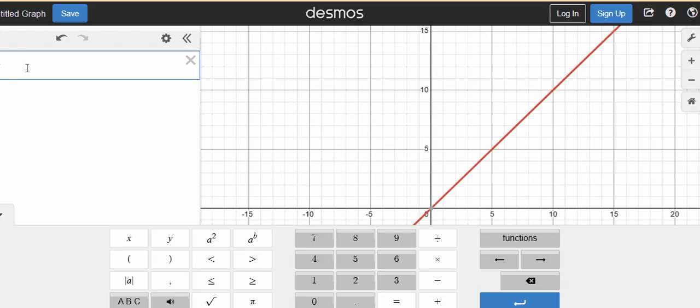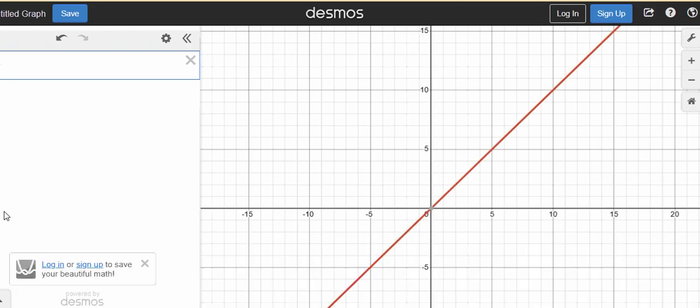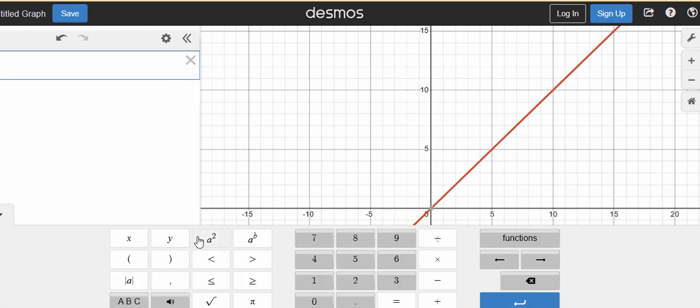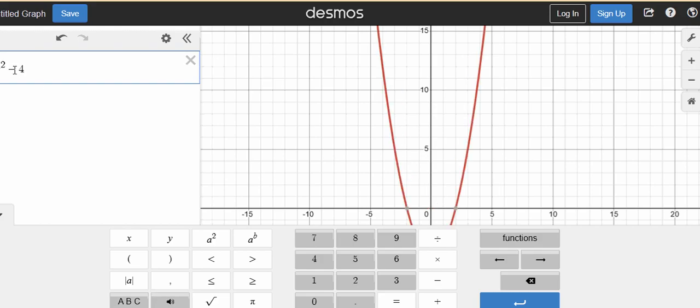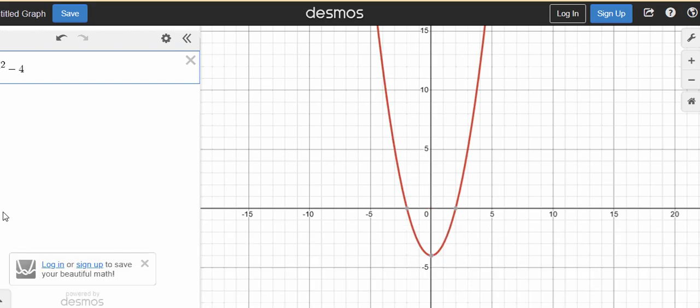So I'm going to put an x. I already pulled up the keyboard, so the keyboard's down here on Desmos. You just arrow up and hit the a squared, and it'll put a square there. So x squared minus 4. And when I do that, let's put the keyboard down, I see, oh, this is what a quadratic looks like when it's graphed.